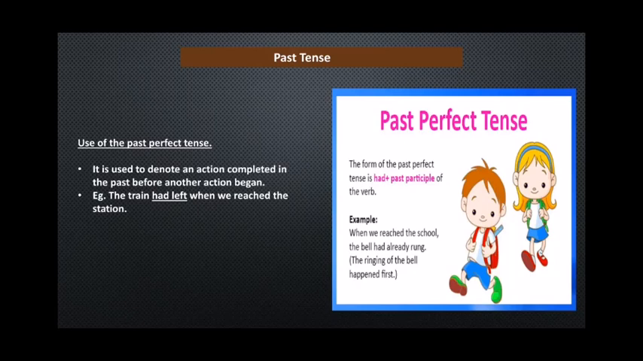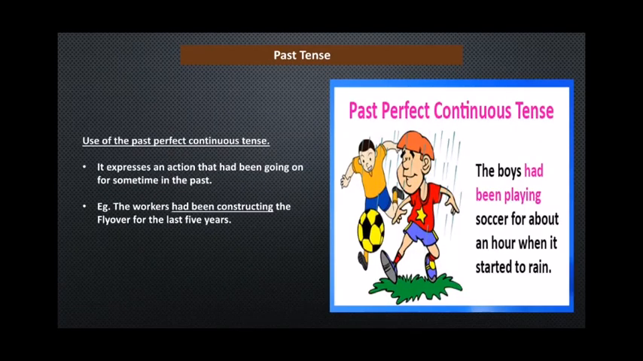In the picture, we have an example. When we reached the school, the bell had already rung. So you can see that the ringing of the bell had already happened. That is the past perfect tense.